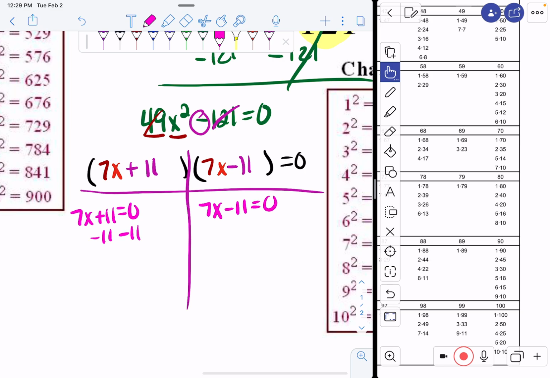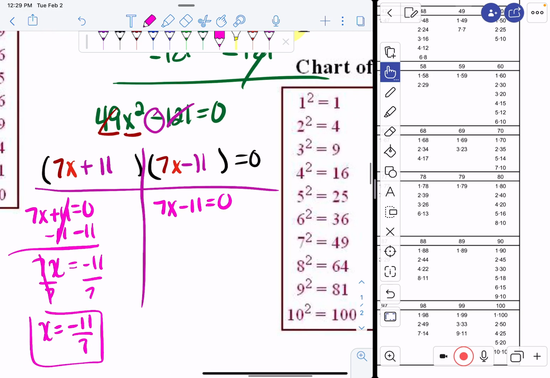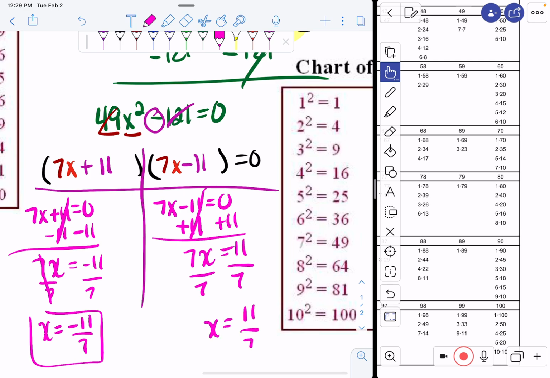Subtract 11. 7x is equal to negative 11, and then I divide by 7. So I get x equals negative 11 over 7. And then here, instead of subtracting 11, I add 11 to both sides of my equation. And then divide by 7. And that's your final answer.